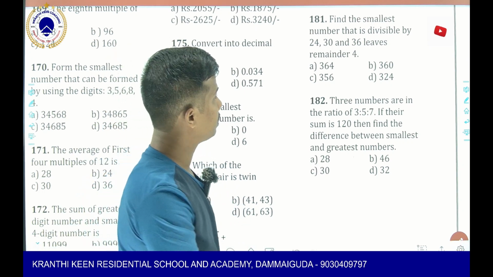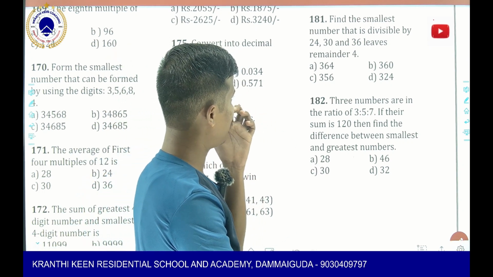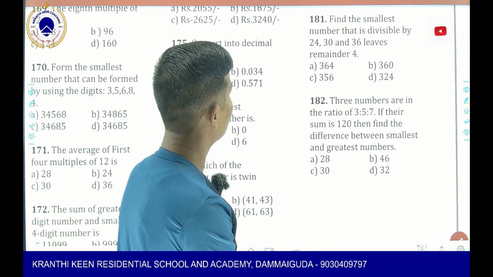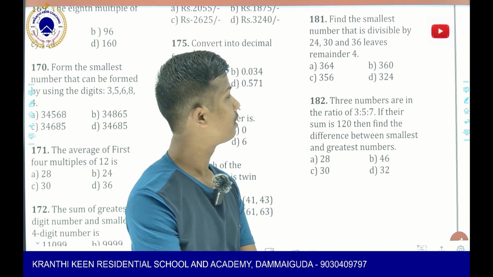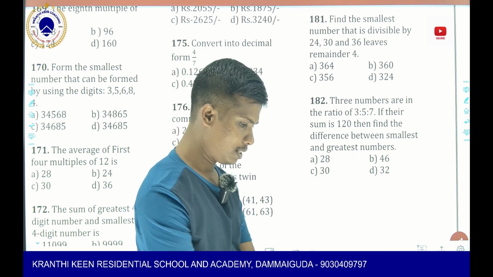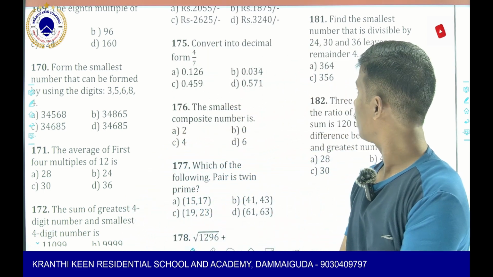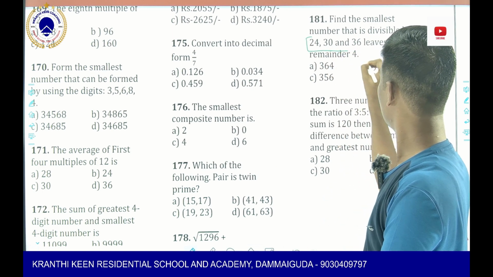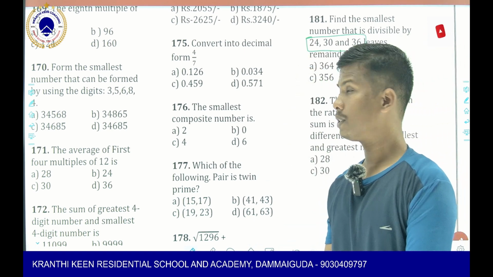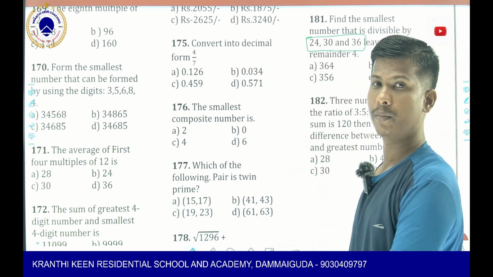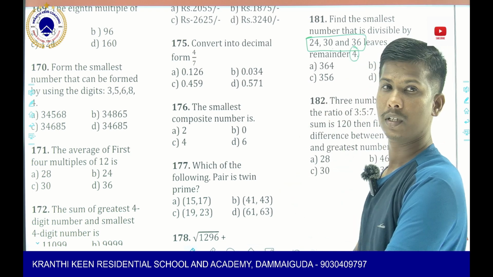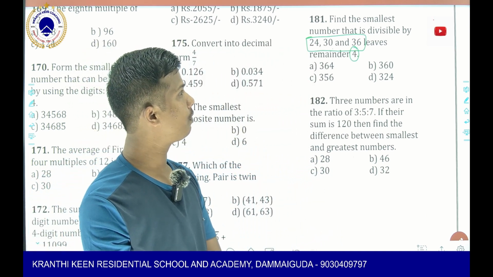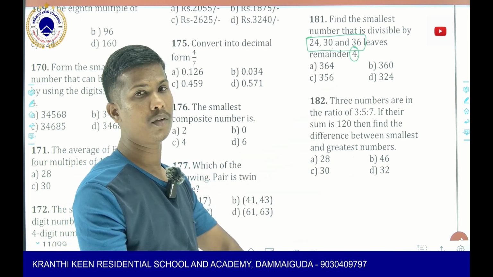You see, this question is find the smallest number that is divisible by 24, 30, and 36, and leaves remainder 4. What is asked is to find the least number which is divisible by 24, 30, and 36. And when that number gets divided by these numbers, you have to leave the remainder 4. Okay. For this question, first you have to find the least common multiple of 24, 30, and 36, and then you have to add the 4.